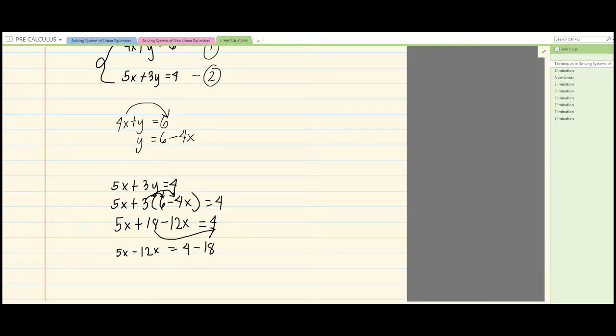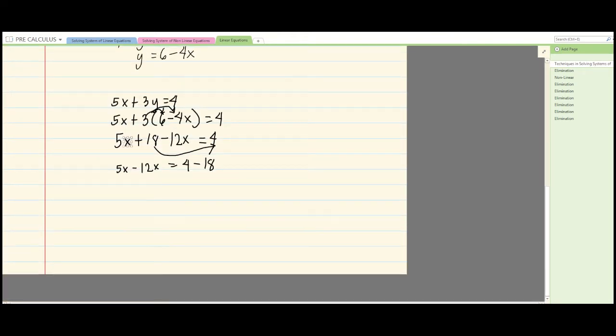After subtracting that, we now get negative 7x equals 4 minus 18. 4 minus 18 equals negative 14. And we divide both sides by negative 7. Negative 7 is cancelled. Now x equals positive 2. So we know that one of the intercepts is x equals 2.